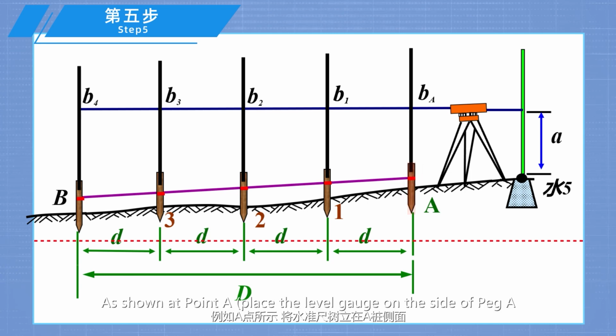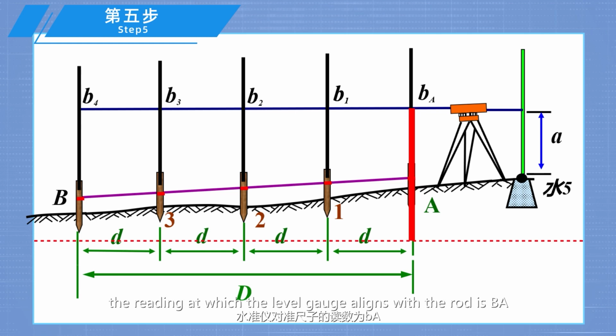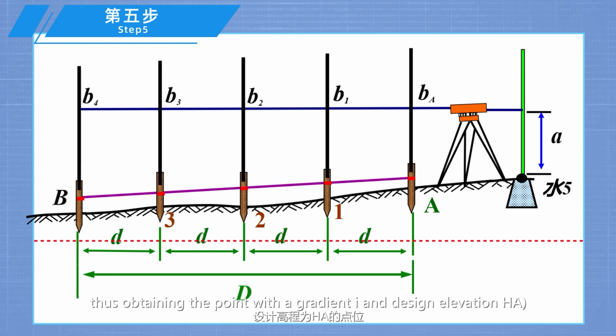As shown at point A, place the level gauge on the side of peg A and move the leveling rod up and down. The reading at which the level gauge aligns with the rod is BA. Mark with a pen at the bottom of rod, thus obtaining the point with a gradient I and design elevation HA.